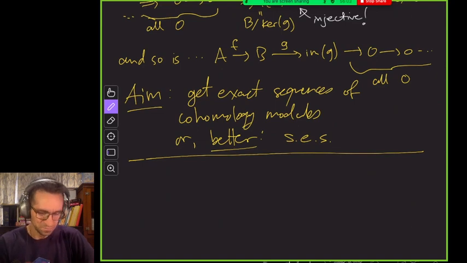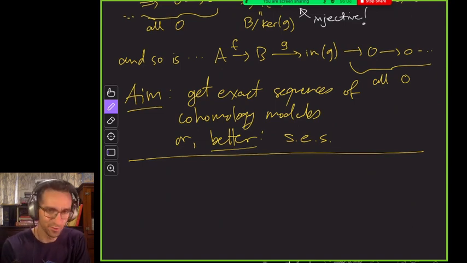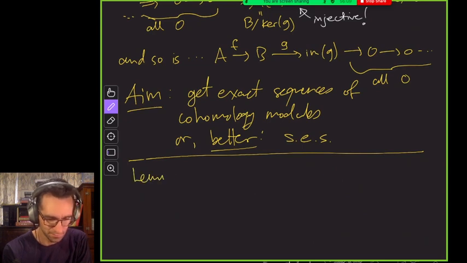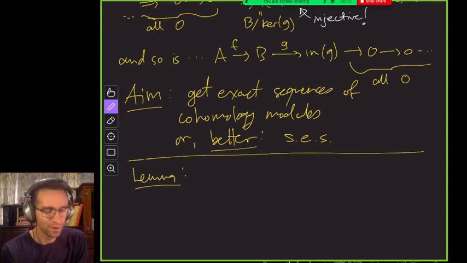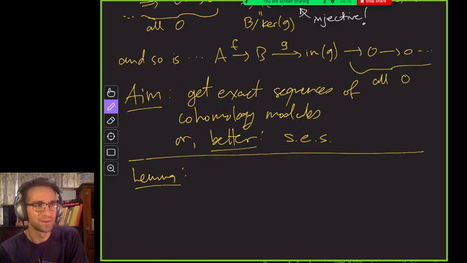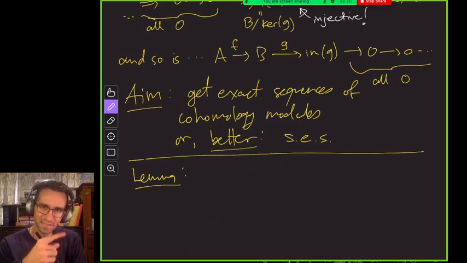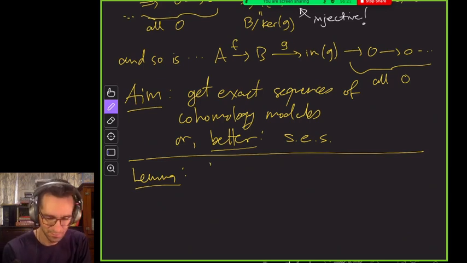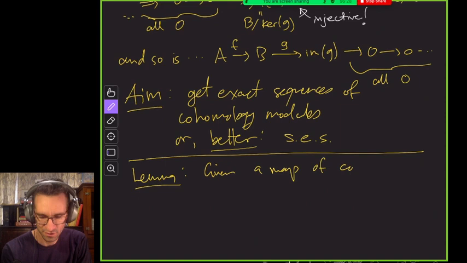So let's sort of think about it. We've got to work up to it. So here's a lemma. When we might not a priori have a short exact sequence of cochain complexes, but we can get one from less information. So let's say we fix a map of cochain complexes.